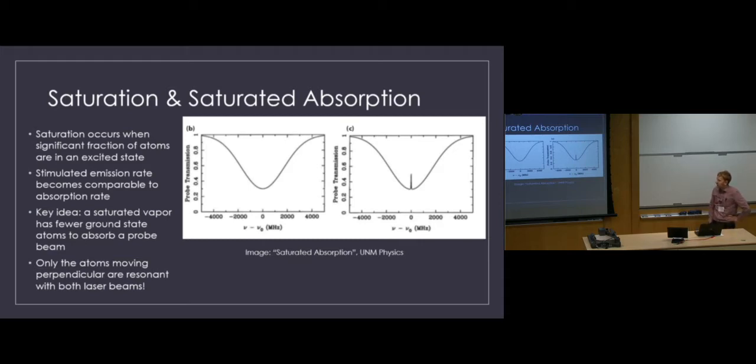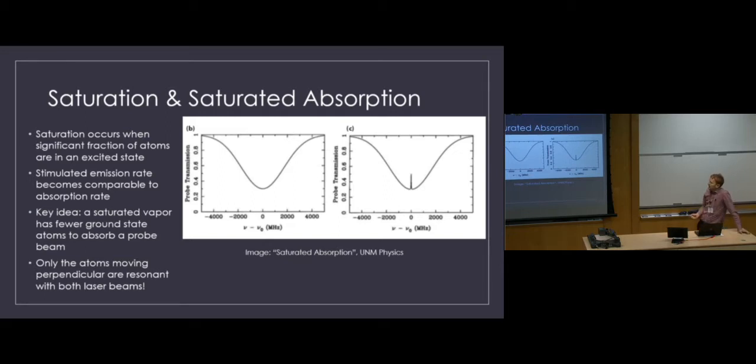Saturation occurs when a significant fraction of the atoms are in the excited state. We're picturing a 2-level atom here where the atoms would preferably be in the ground state. But as they start interacting with the laser, if the laser pump is strong enough, a significant fraction of them will spend some amount of time in the excited state. Because of that, stimulated emission starts to play a role, and the rate of stimulated emission becomes comparable to the rate of absorption. The atoms are kind of moving back and forth, right?